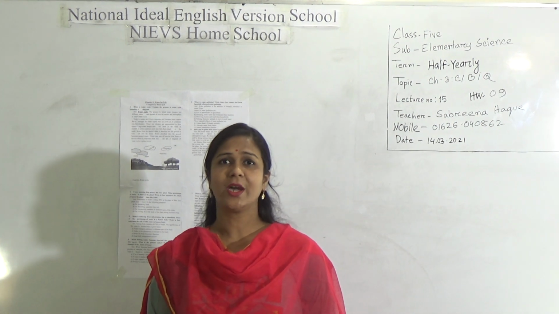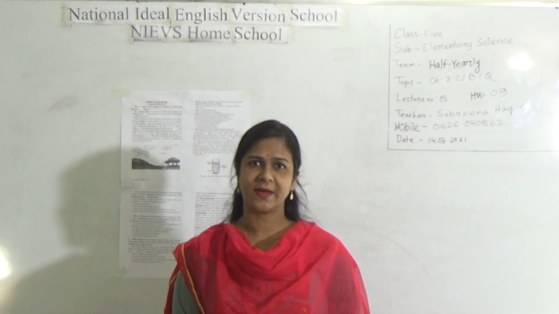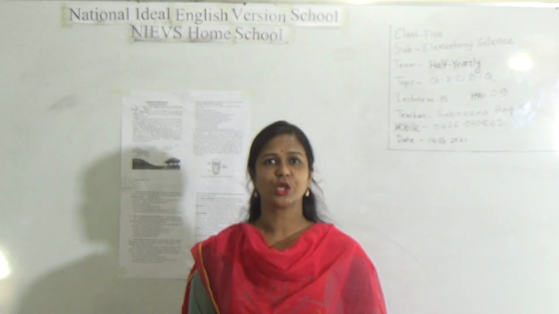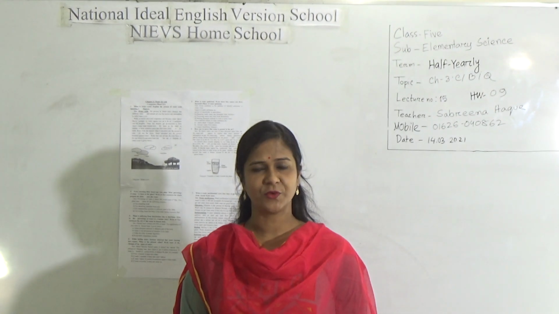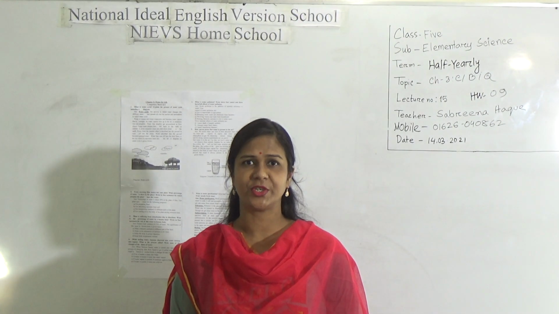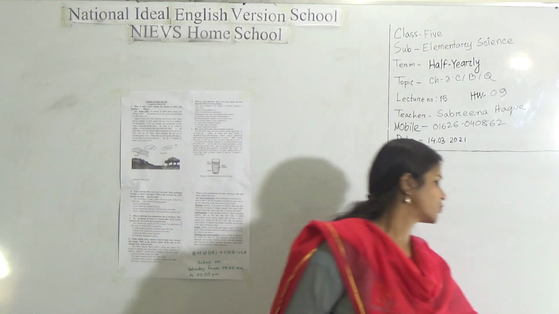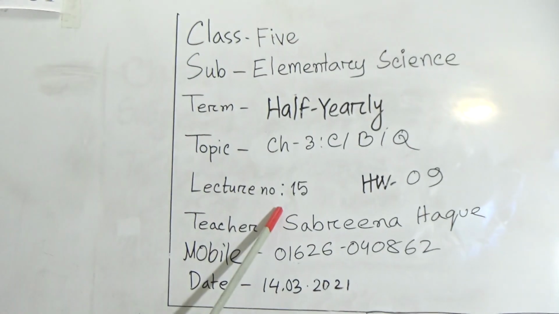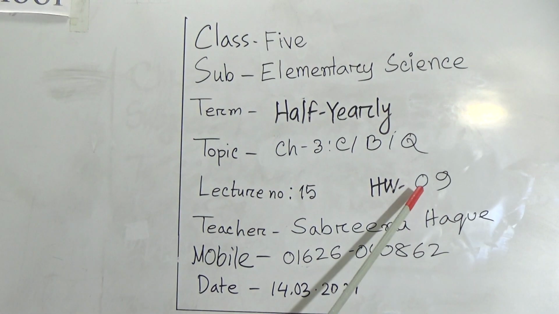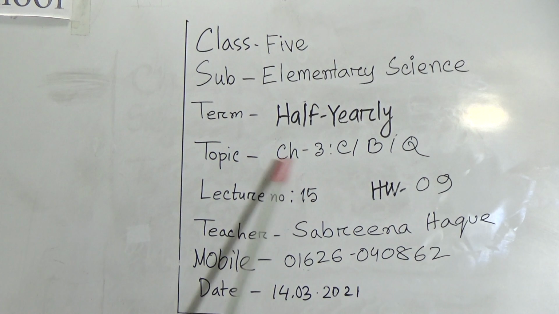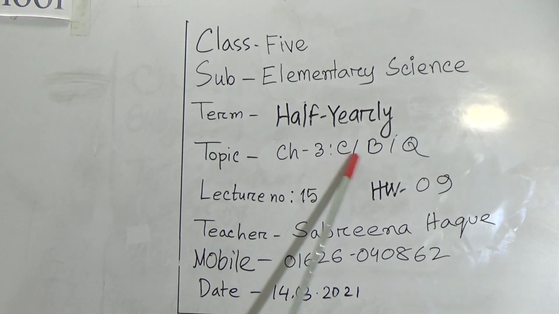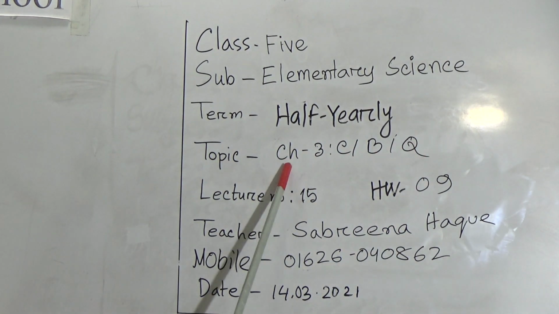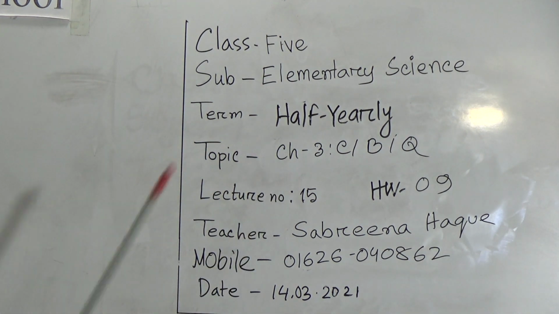Dear students, today I am going to take a science class for class 5 students based on competency based question answers, which belong to chapter 3. Let us move forward to today's topic, and this is our lecture number 15. You will get homework number 9 today, and we will discuss competency based question answers from chapter 3. The name of the chapter is Water for Life.